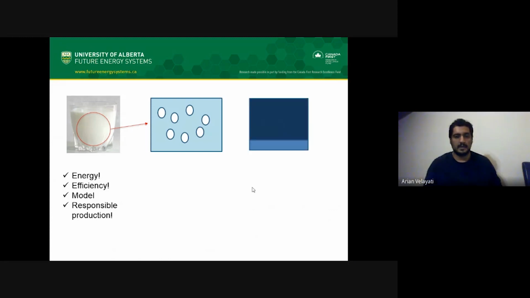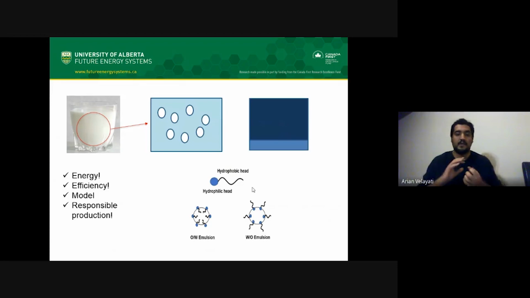But the thing is, the phases and the liquids in this emulsion tend to separate very fast. And that is why we use emulsifiers and surfactants in the system. These surfactants cover the droplets and change the molecular forces in a way that the phase separation in the emulsion is delayed.